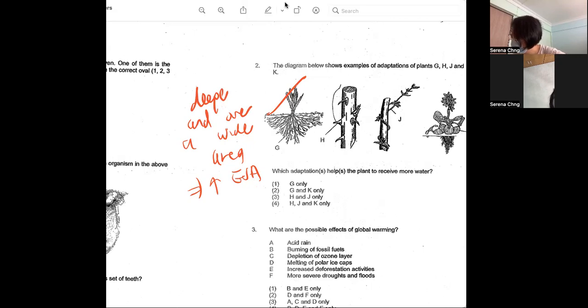Now the second picture has nothing to do with receiving more water. It's more like you have these structures to deter or discourage plant eaters from going near the plants and eating the plant parts. The next picture is to climb upwards to receive more sunlight to make more food. The last picture, the swollen leaf stalk, is to enable the water hyacinth to trap air, because inside the swollen leaf stalk you have air spaces that trap air, so that the water hyacinth can float on water.